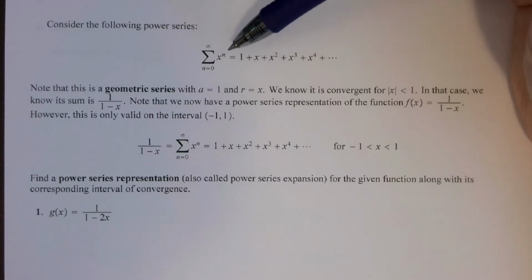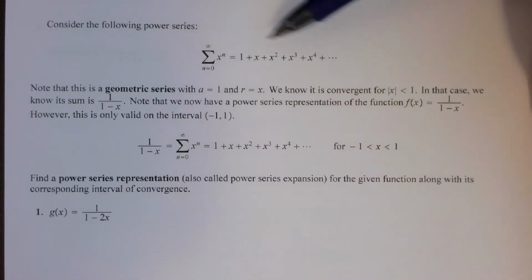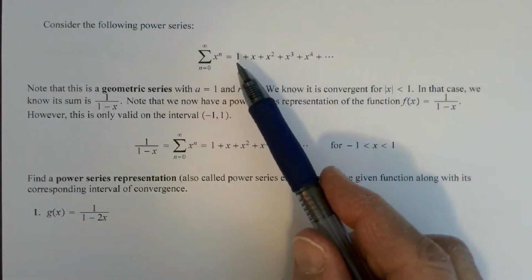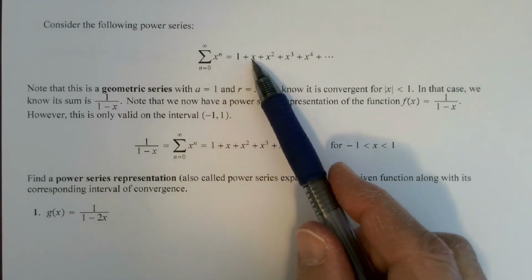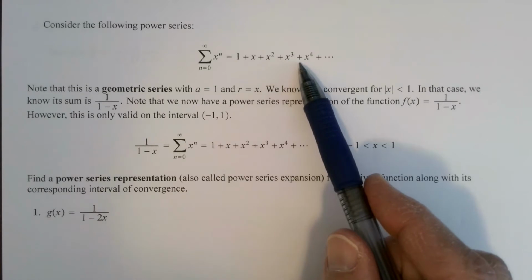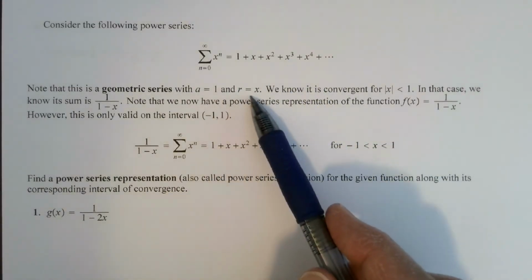Okay. So when n is 0, I get 1. When n is 1, I get x to the first power, and x squared, x cubed, and so on. Right? So this is the series. But if you look at this series here, this is a geometric series where the ratio r is the variable x. Notice if I multiply 1 by x, I get x. x times x is x squared. x times x squared is x cubed. So this is a geometric series with a equal 1 and r equal to x.